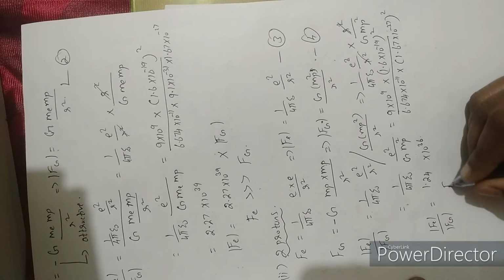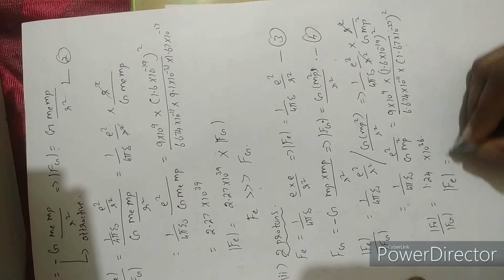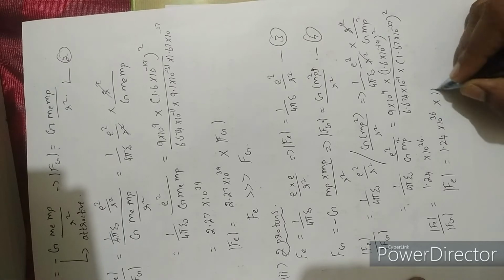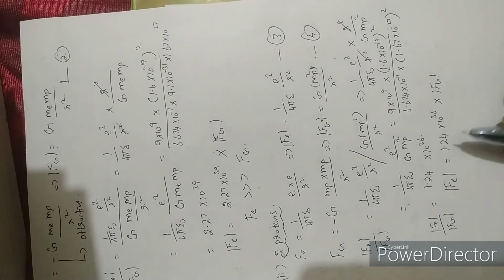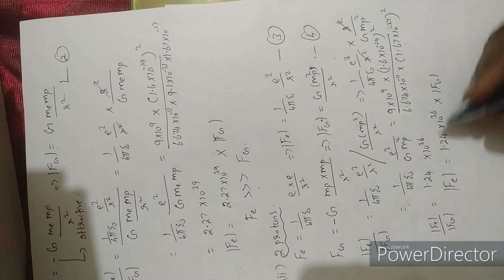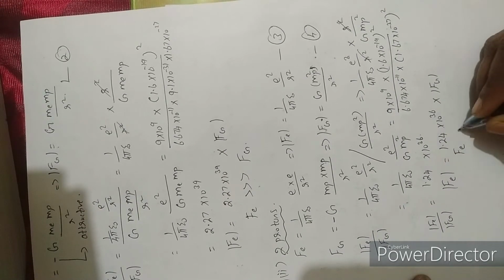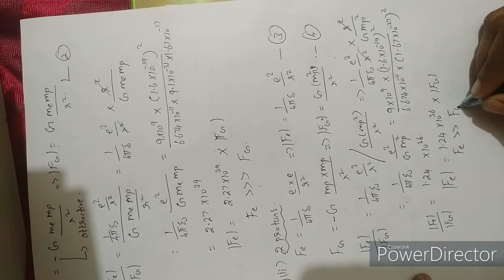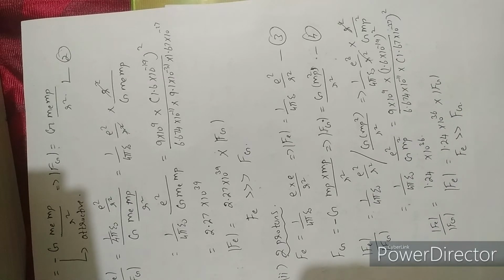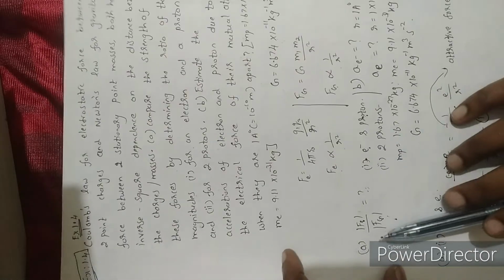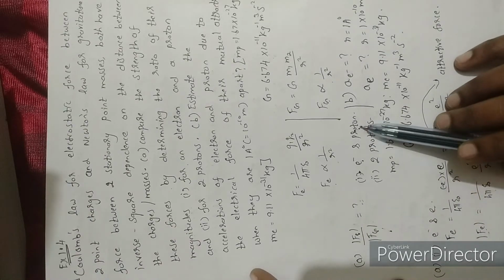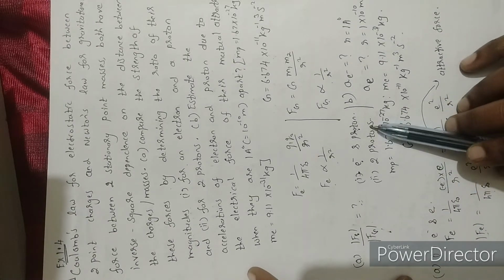So, from this what can I say? Magnitude of Fe is equal to 1.24 into 10 to the power of 36 times the gravitational force of attraction between the two protons, right? Here also the electrostatic force of repulsion is greater when compared to the gravitational force, Fg. Okay, right? So, this is for the two protons. Now, we have finished the first part, that is A part is over. So, for the A part, we have calculated the ratio of Fe by Fg for an electron and a proton and for two protons. Okay, children, right?